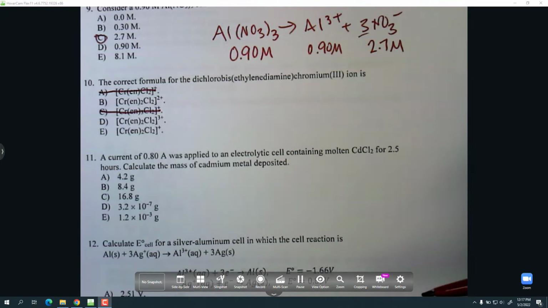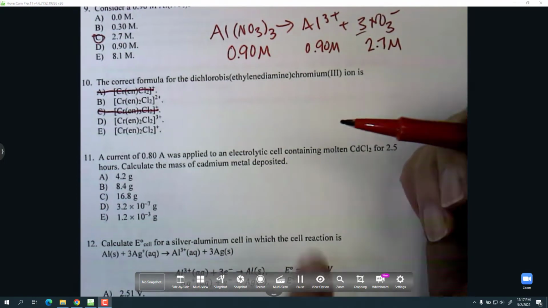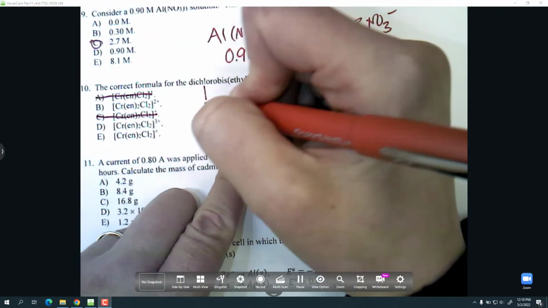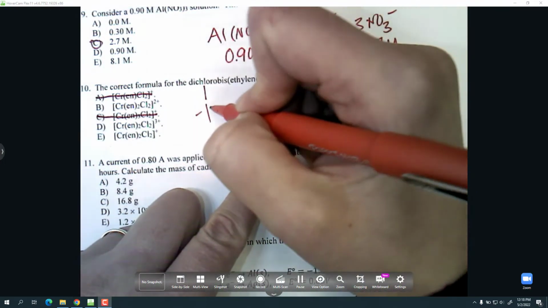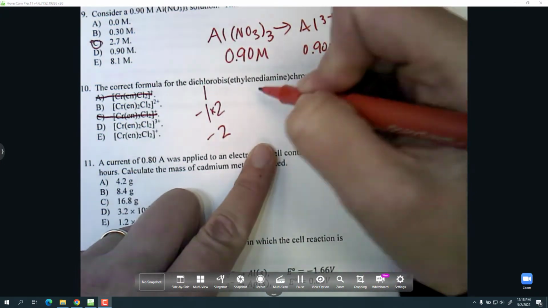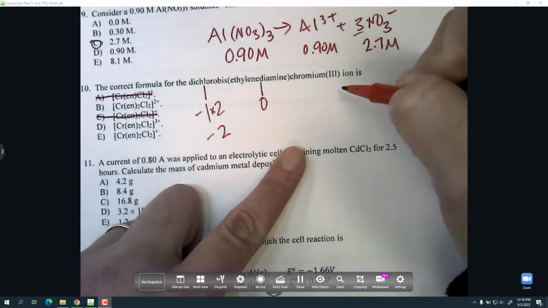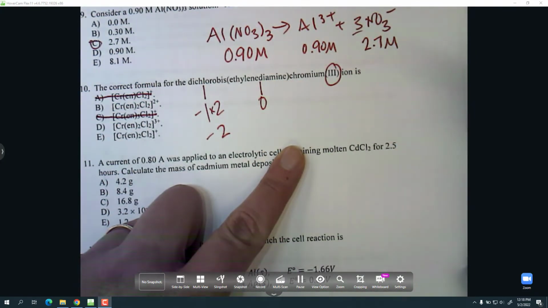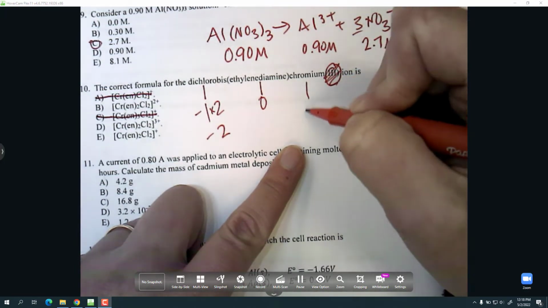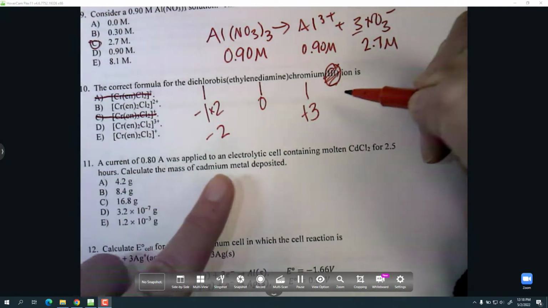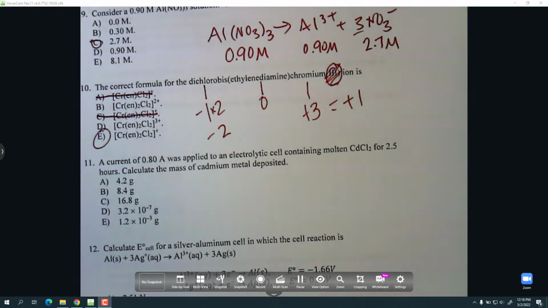So all I need to figure out is the charge of the whole ion. Remember that chlorines are -1, and there are 2 of those, so that's a total of -2. Ethylenediamines are 0, and the chromium is +3. So the whole thing has to add up to that, so that's 1.